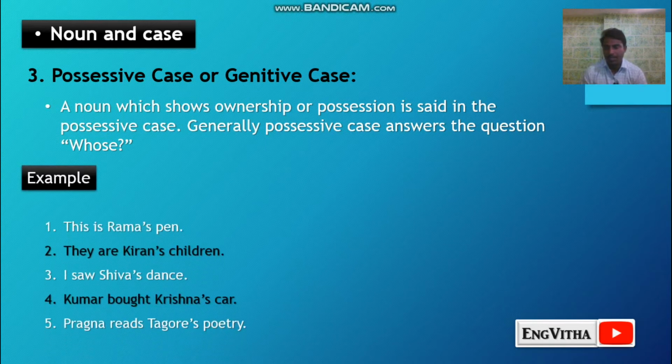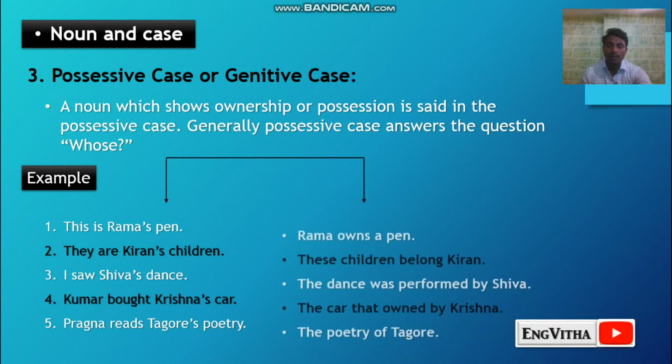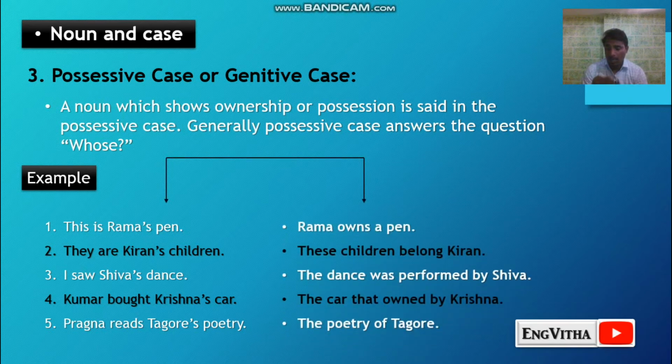The first sentence is, this is Rama's pen. They are Kiran's children. And the third, I saw Shiva's dance. And the fourth, Kumar bought Krishna's car. And the fifth, Pragna reads Tagore's poetry. Actually, these 5 sentences mean, this is Rama's pen, that means Rama owns a pen. So the pen belongs to Rama.